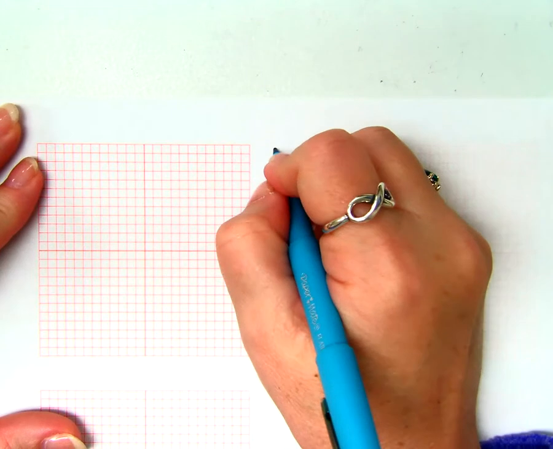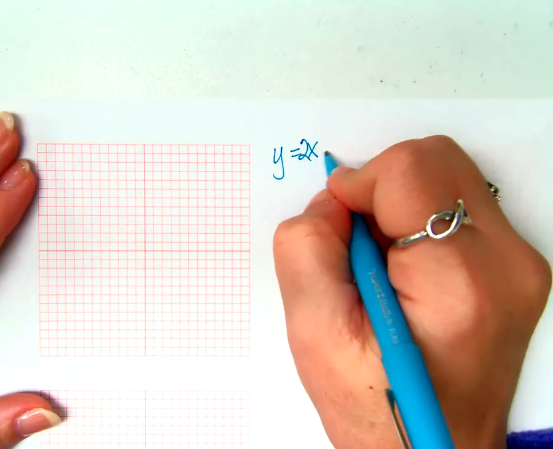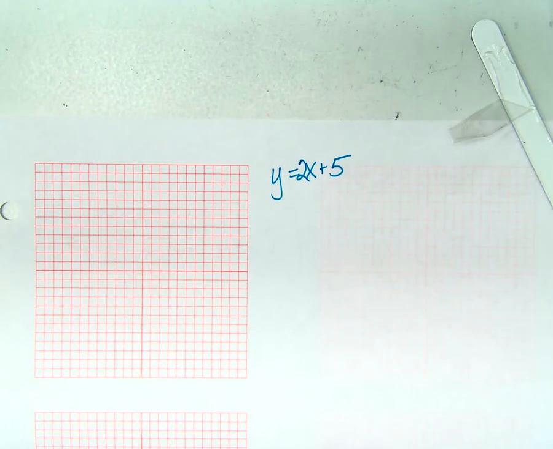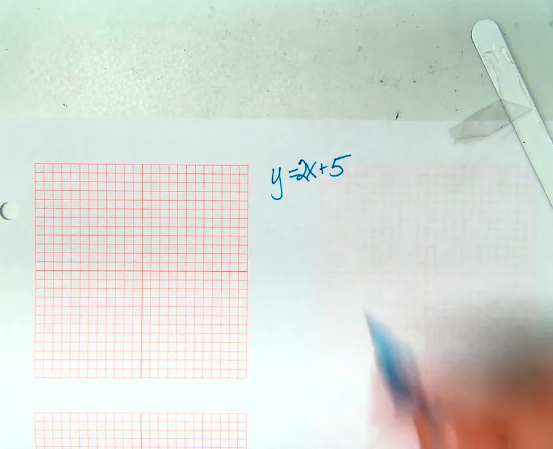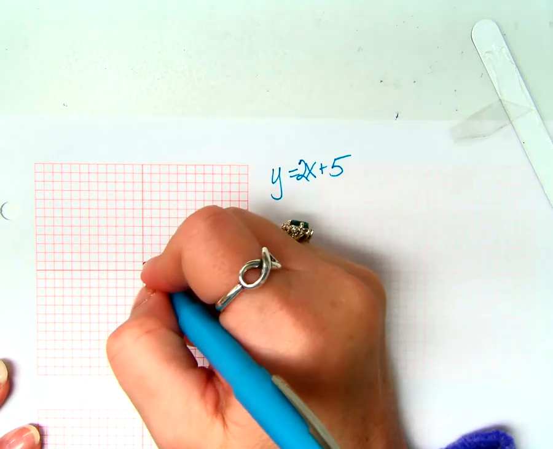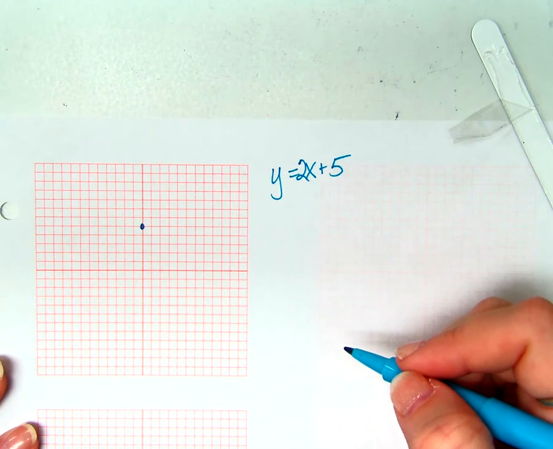First of all, y equals 2x plus 5. Is y equals 2x plus 5 a function? Yes, it's a line, right? You know that from previous experience. Should we graph it first? Yes, let's graph it first. How do I graph this line? Up 5: 1, 2, 3, 4, 5. And then?